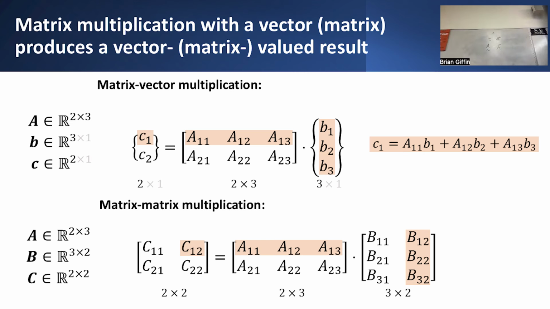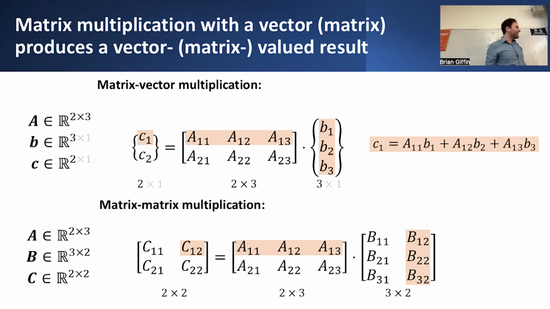This entry C sub index 1, 2 is really just induced by the inner product, or the dot product, between row 1 of the first matrix and column 2 of this second matrix. Now, you can recognize that there has to be some consistency here. The number of columns in this matrix does need to match the number of rows in this matrix for that inner product operation to be well defined.